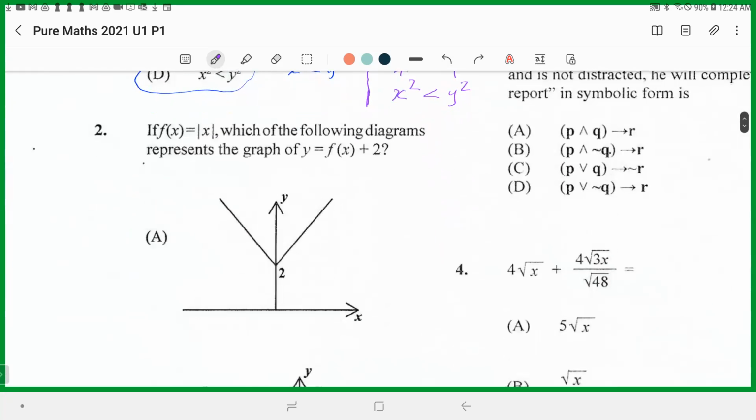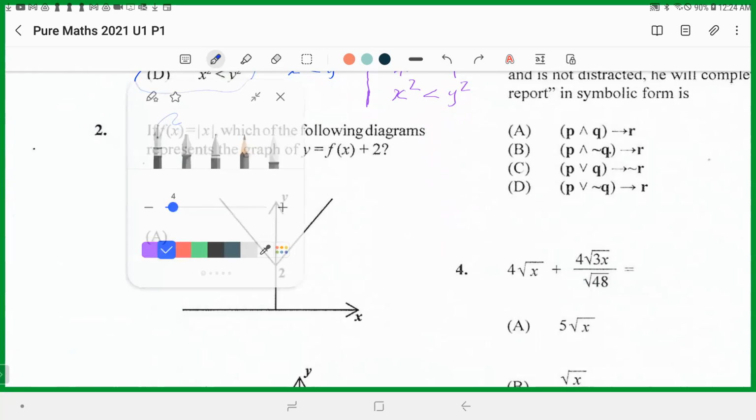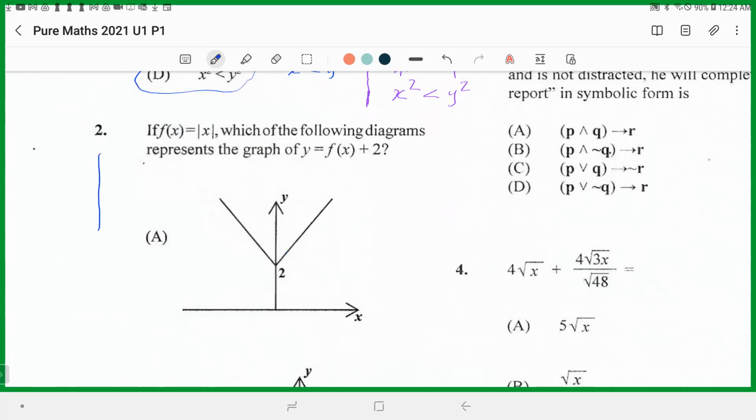So if the function of x is the modulus of x, the first thing we need to know is what the modulus of x graph looks like. It basically looks like this. It's like the y equal x graph, and you reflect the negative part of it. So you have the y equal x graph going like so, and then this part of it, you reflect it this way.